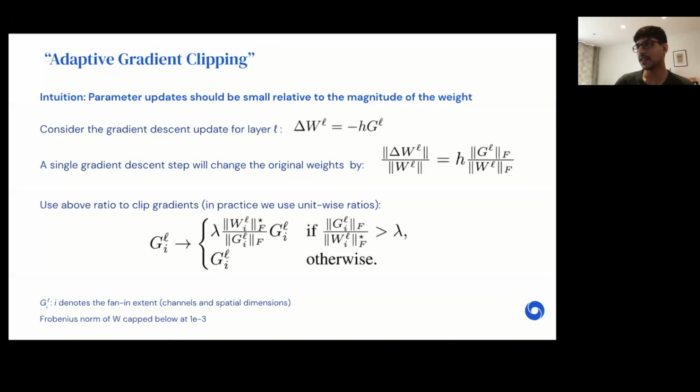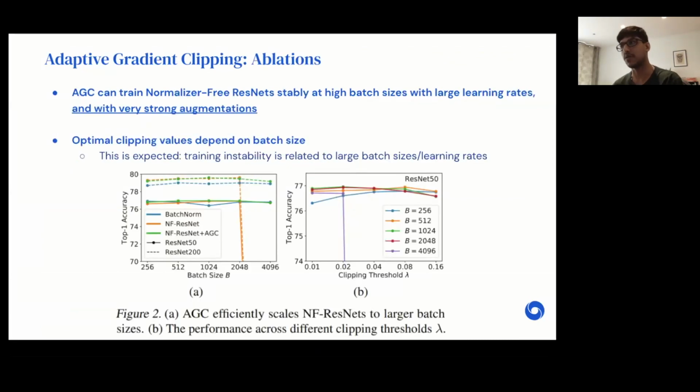And using this adaptive gradient clipping algorithm, we see that we can now train stably at larger batch sizes. In this plot, we are plotting top one accuracies on ImageNet versus the batch size for a ResNet 50 and a ResNet 200. We see that performance is constant for small batch sizes, but for larger batch sizes, the NF ResNet on its own starts losing performance. But when you add in the adaptive gradient clipping algorithm, it can maintain performance at these higher batch sizes and get back batch norm's large batch benefits.